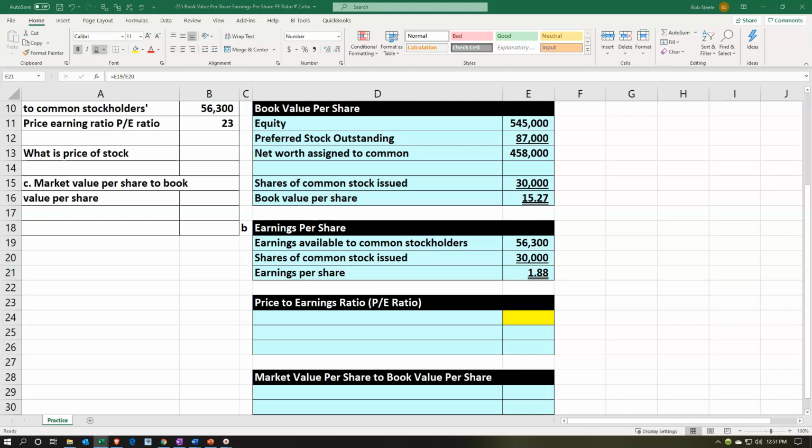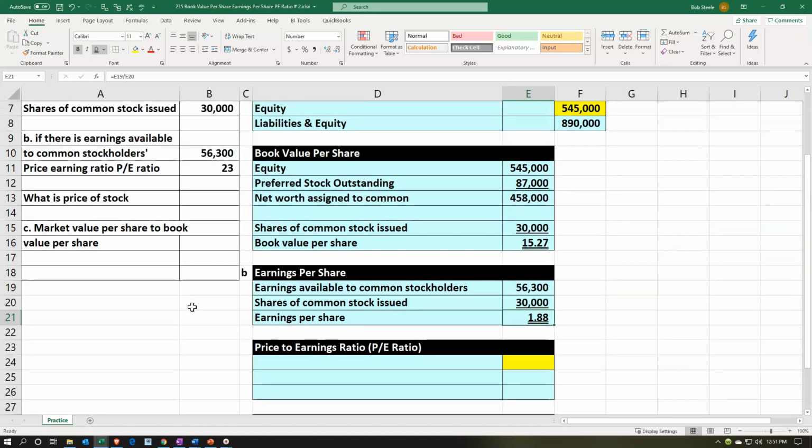Next, we have the price earnings ratio. Now this one, they're going to force us to kind of back into it. Normally, we would be calculating the price earnings ratio, the bottom line, but this time they want to back into the actual stock price, the market price, by giving us the price earnings ratio and then using what we already know, including the earnings per share.